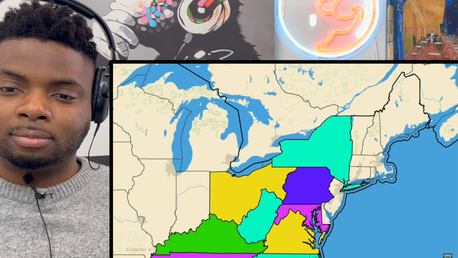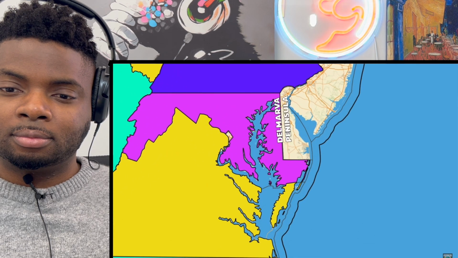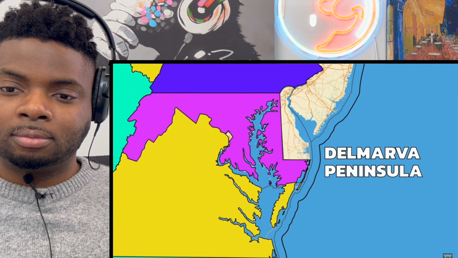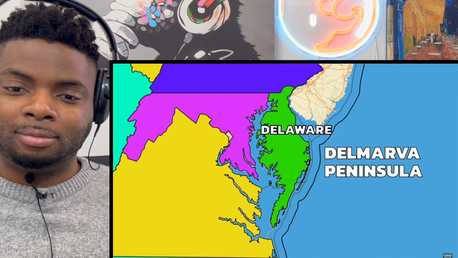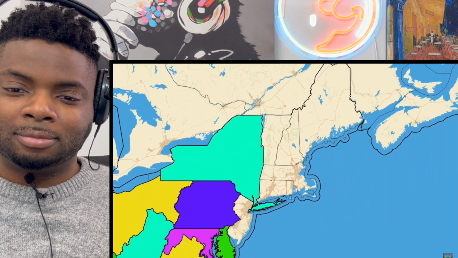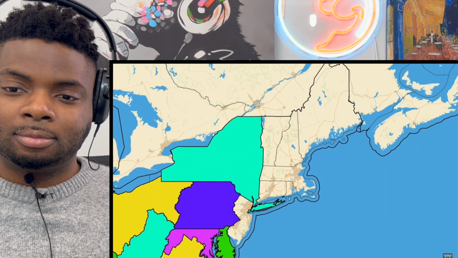Now, before we head too far north, there's one other thing we gotta fix: the Delmarva Peninsula. Right now, it's split between Delaware, Maryland, and Virginia, with Delaware really getting shafted here. So, it's now all Delaware. As for the rest of the Northeast, it's fine. There's nothing too obvious here to fix.